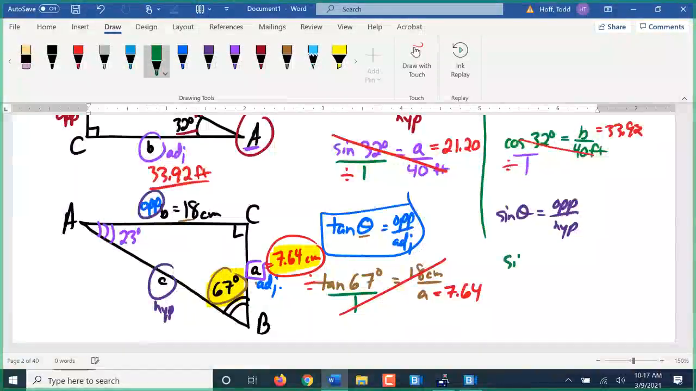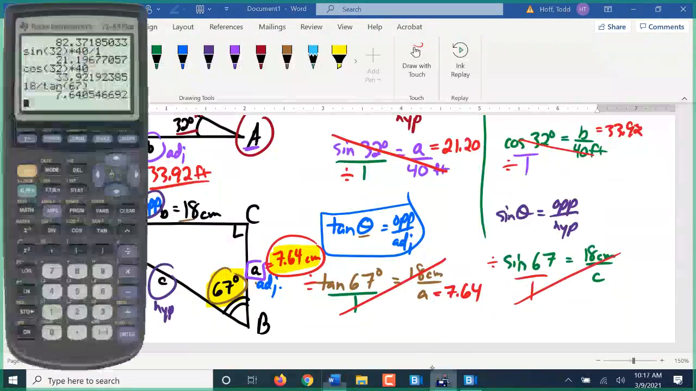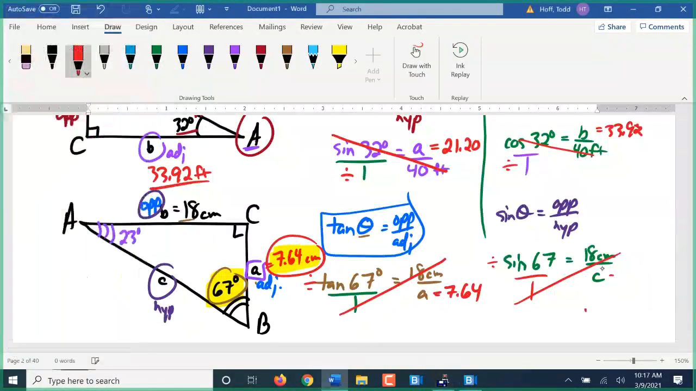So this is sine of 67 degrees equals, the opposite side is 18 centimeters over my hypotenuse of C. This over 1, so I can cross multiply and divide. 1 times 18 is 18, divided by the sine of 67 degrees, giving me 19.55. Or not 19.55 degrees, 19.55 centimeters, I should say.